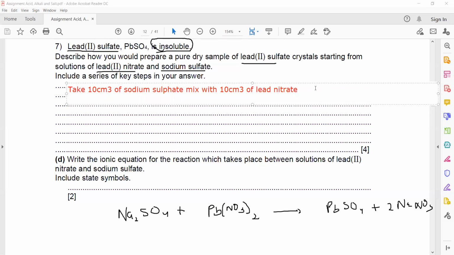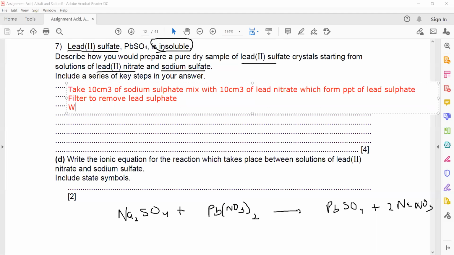Then this will result in a solid, or precipitate, of lead sulfate. Then we will filter to remove the lead sulfate. Then we will wash with distilled water, and then we will dry with tissue paper or filter paper.